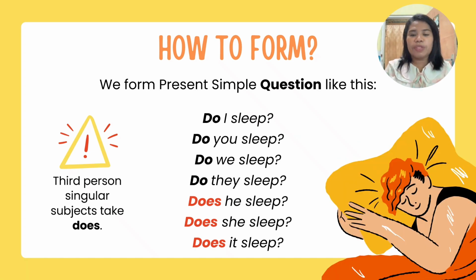Then for the interrogative or question sentence: Do I sleep? Do you sleep? Do we sleep? Do they sleep? Does he sleep? Does she sleep? Or does it sleep? The third person singular takes does, not do.